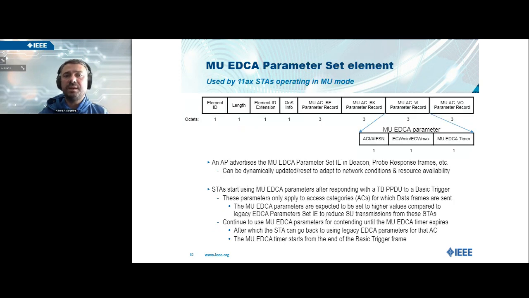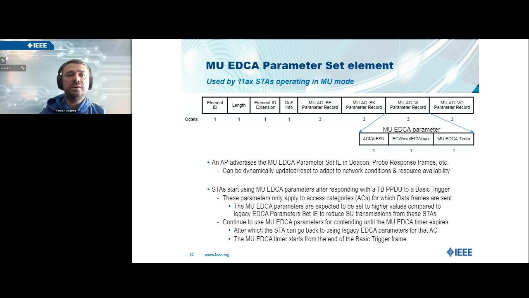The MU-EDCA parameter set contains different parameters for each of the access categories available in 802.11: best effort, background, video, and voice. Each of them has the AIFSN, the contention window minimum and maximum, and also a timer for how long this particular set is to be used after receiving a basic trigger frame.